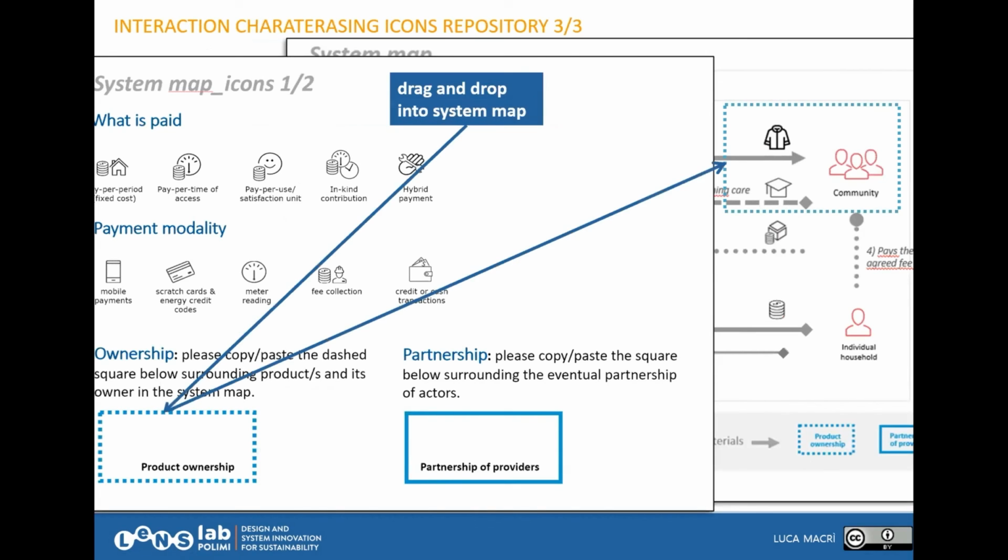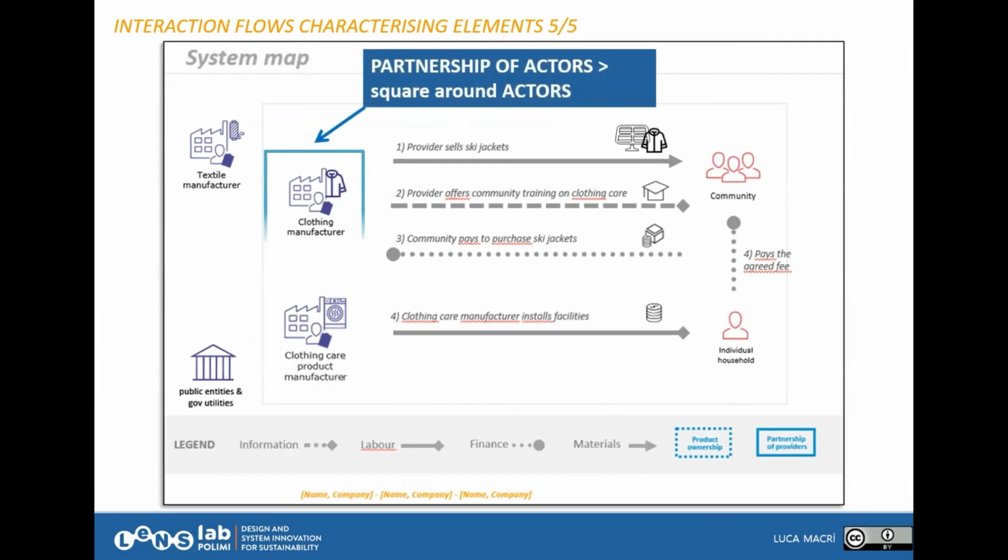Again, where do you find it? You find it in the repository. You can drag and drop and just circle the icons that have the ownership of the product.